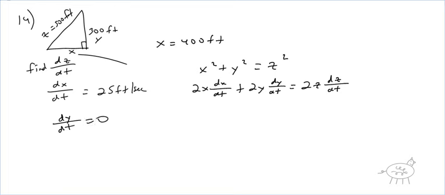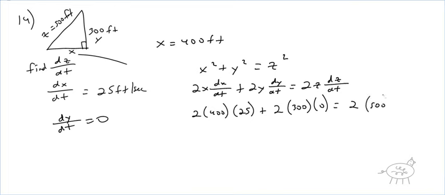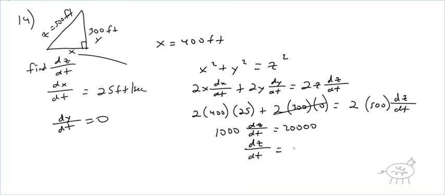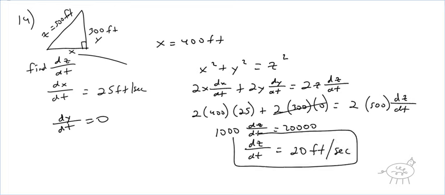So let's plug all that stuff in there. We get 2 times 400 times 25 plus 2 times 300 times 0 equals 2 times 500 dz/dt. That term goes away because it's a constant height, and we get 20,000 equals 1000 dz/dt. So dz/dt is equal to 20 feet per second. Not too bad.